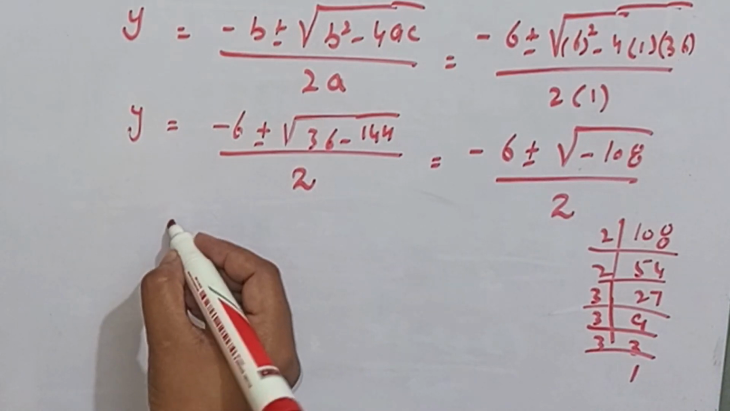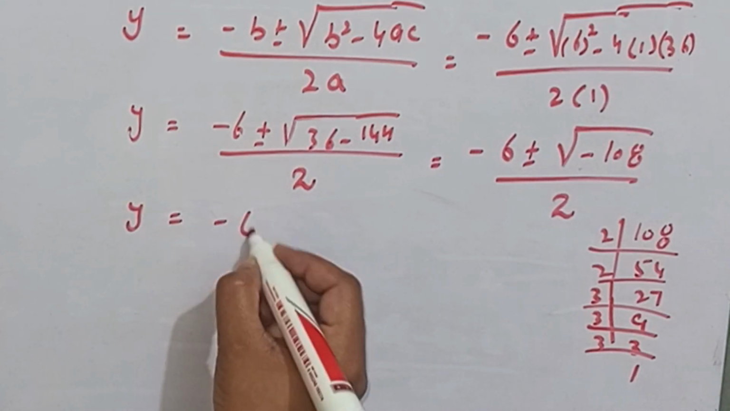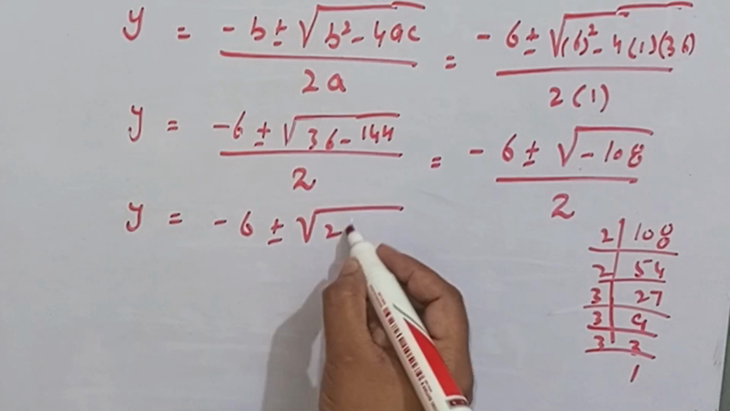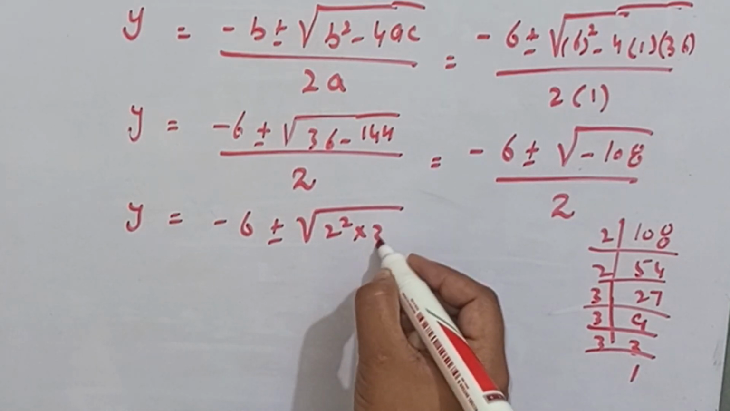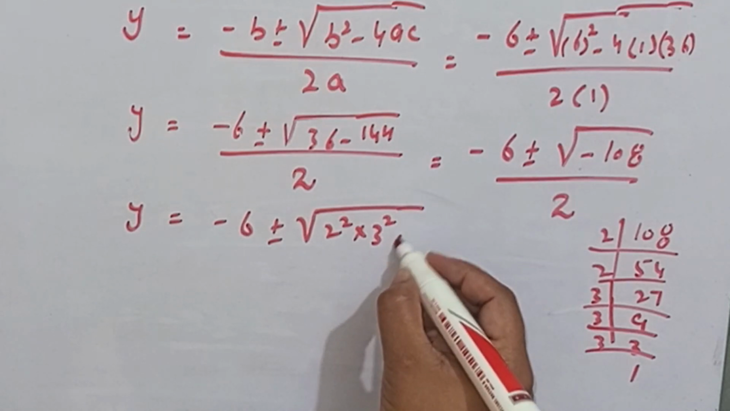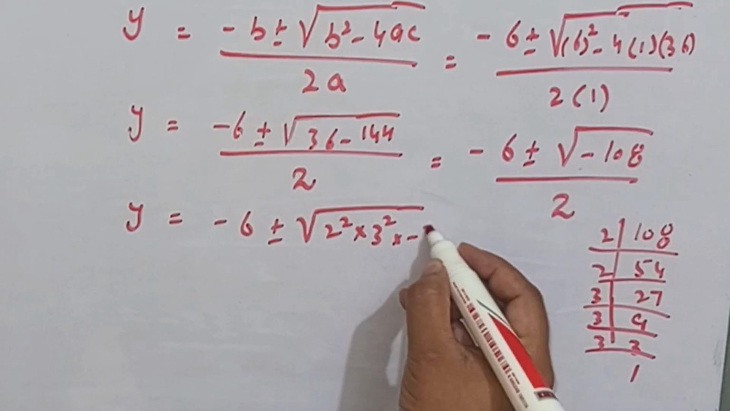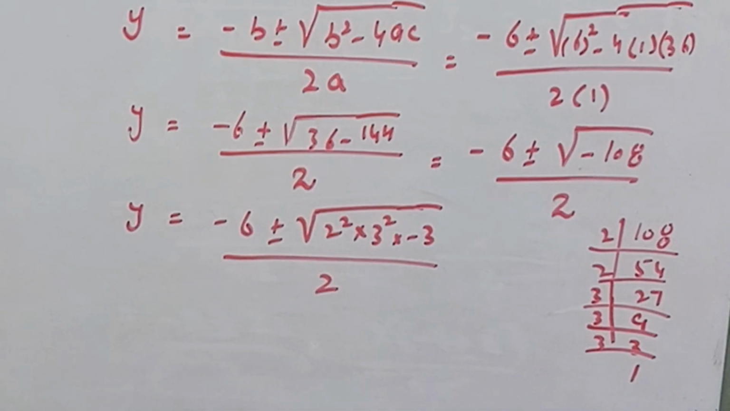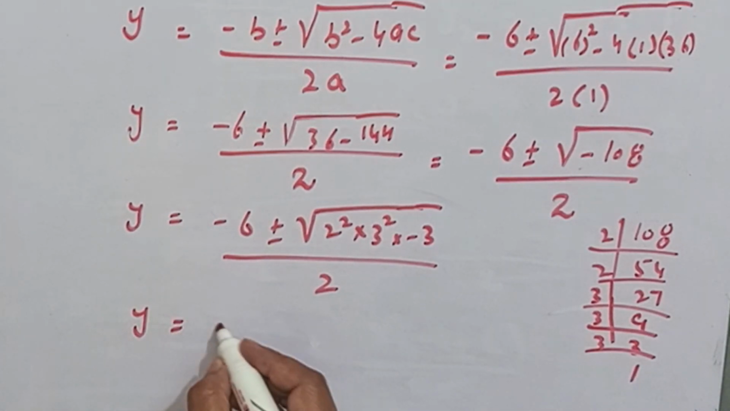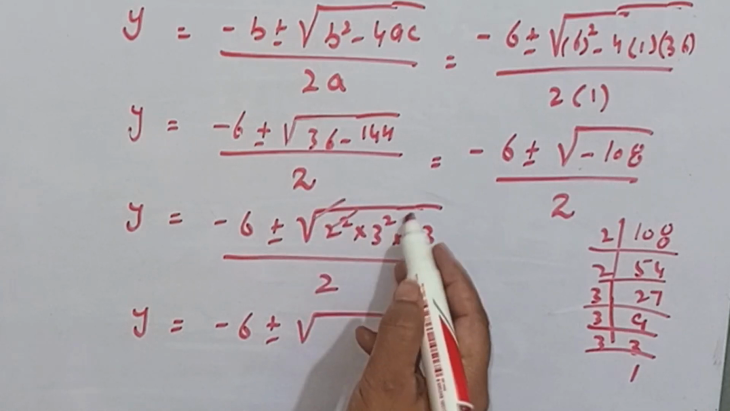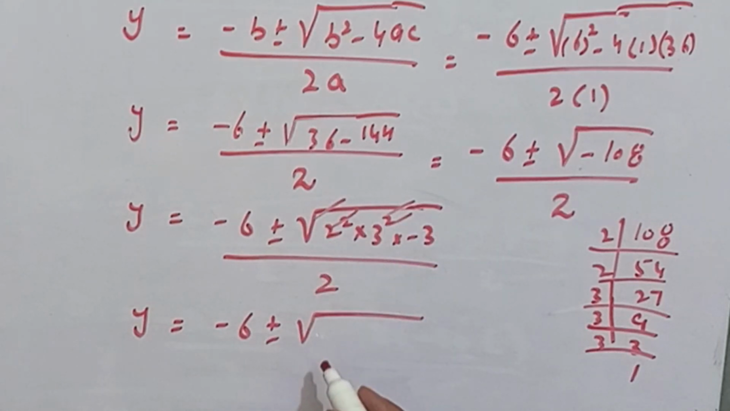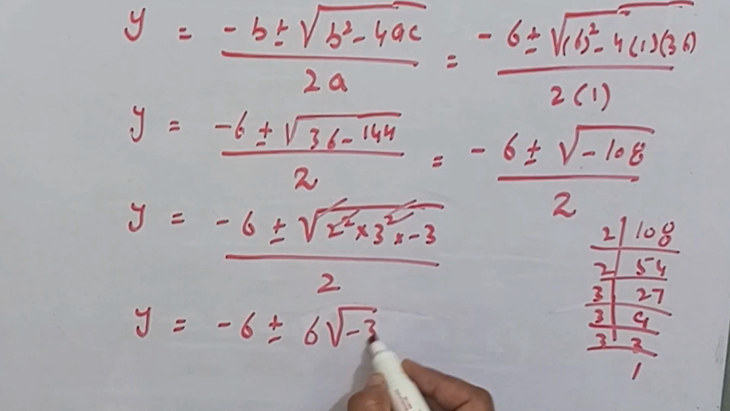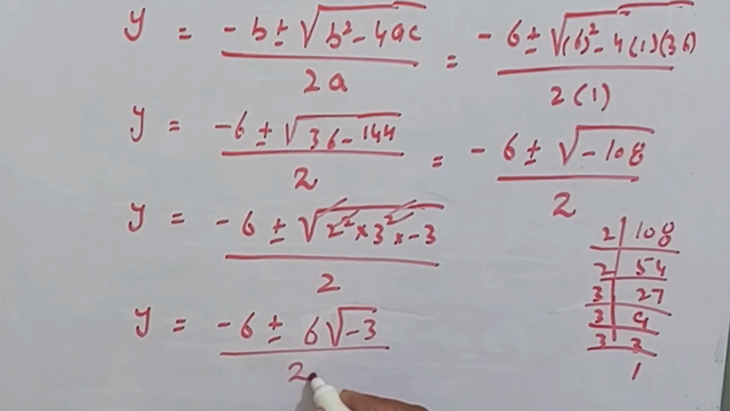So we write this as 2 square multiplied by 3 square multiplied by negative 3, over 2. Now we simplify this, so we have y equal to negative 6 plus or minus. The square and square root cancel, so we just get 6 square root of negative 3 over 2.